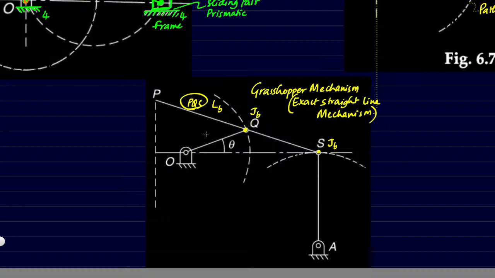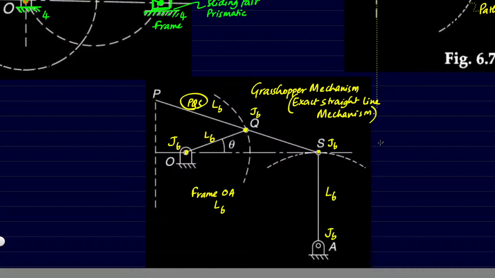Then the link OQ is also a binary link. Then the frame, which is OA, is also a link which is binary, because there are only two joints in that. Then the point Q is a joint which is binary, because only two links are connected there. The joint A is also binary, because only two links are joined there. So we counted everything. AS is a binary link. Fine. So we have counted everything.